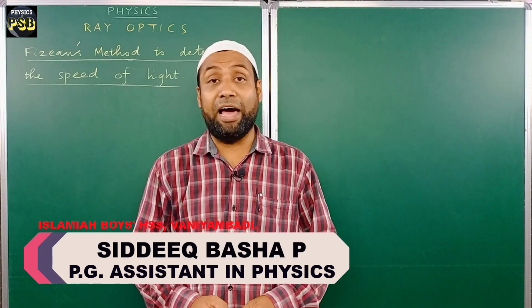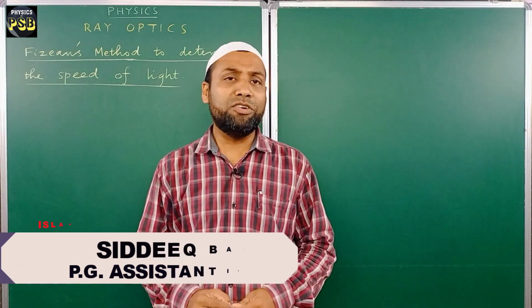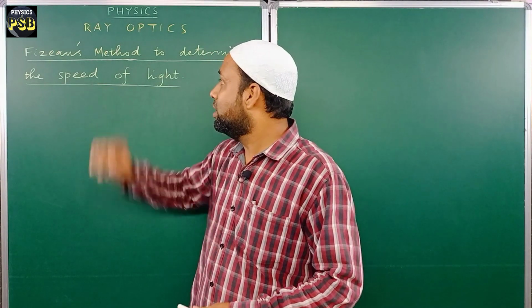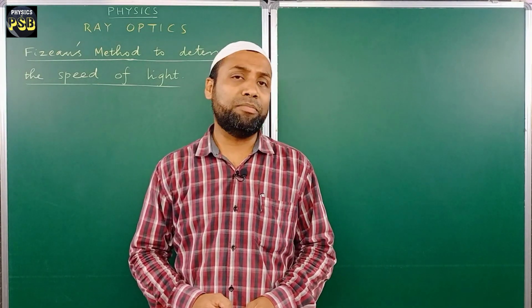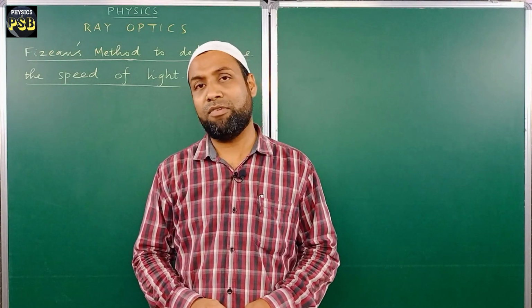In the middle of the 18th century, a scientist by the name of Fizeau performed an experiment to determine the velocity of light in air. In this video, we'll discuss the method followed by him to get the velocity of light in air.